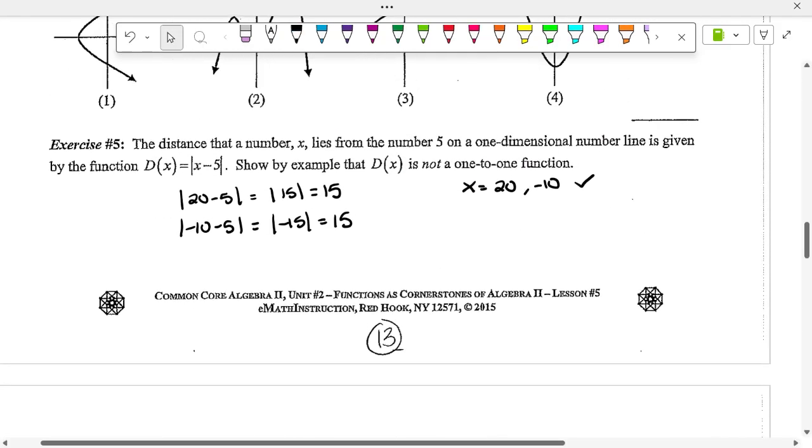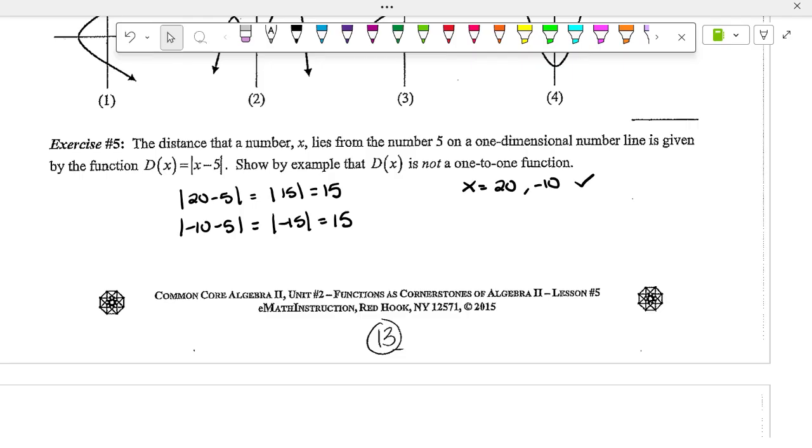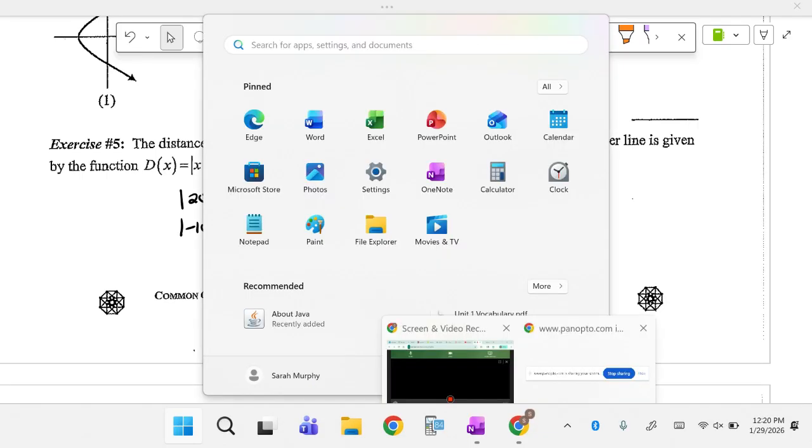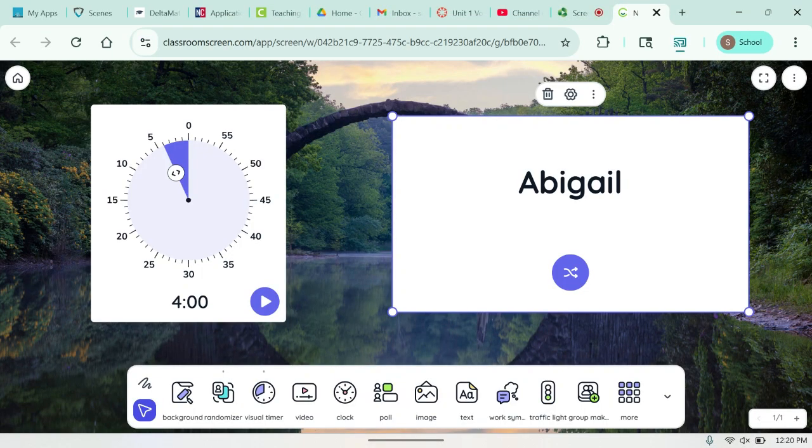So here's what we're going to do. I'm going to give you guys a 4-minute break to use the restroom if you need to. And we're going to at least start inverses today. All right? Make sure you're quiet in the hallways.